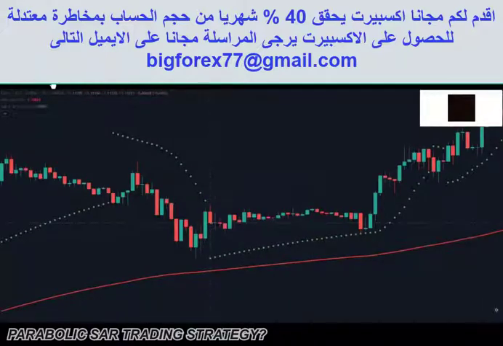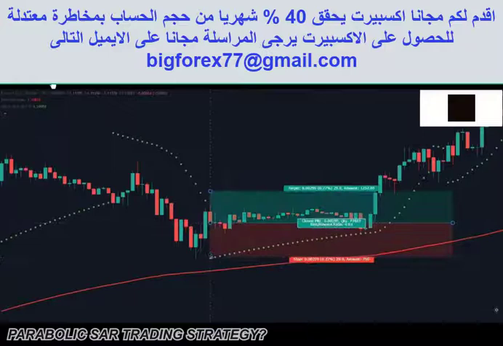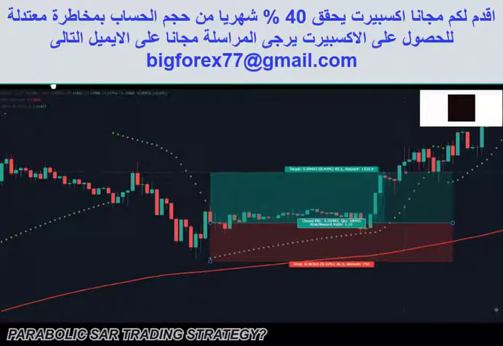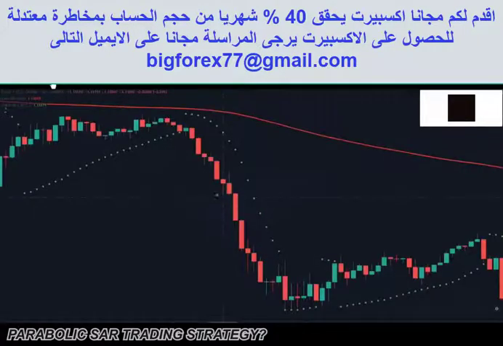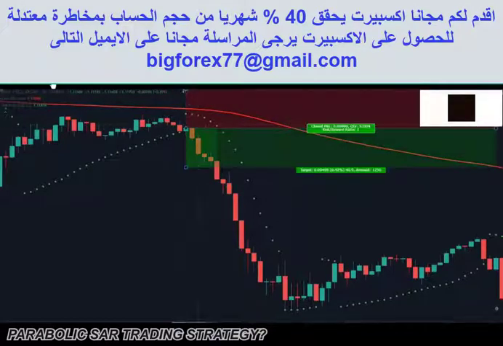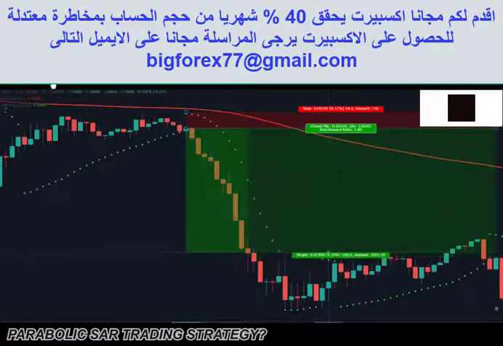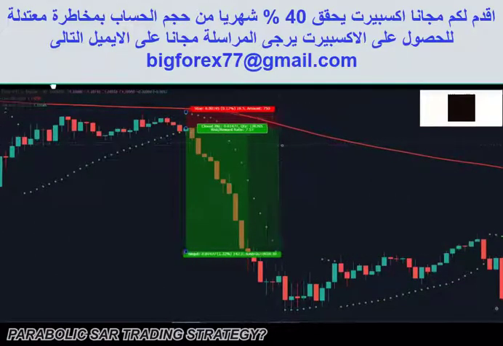Here's an example. The price is above the 200-period moving average, so we are only looking to buy. The dots flipped below the candle. In this long setup, we could have entered a long position when the dot appeared below the candle for the first time. Our stop loss would have been just below the dot. Here's a short example. The price is below the 200-period moving average, so we are only looking to sell. The dots flipped above the candle. We could have entered a short position when the dot appeared above the candle for the first time. And our stop loss would have been just above the dot.